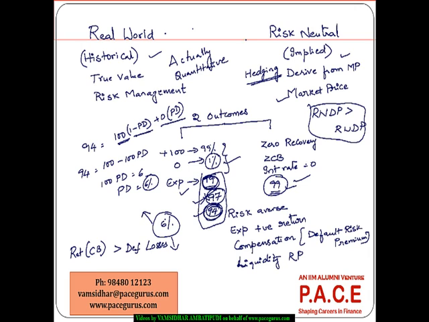So if we are using it for pricing purpose or hedging purpose, better use the risk neutral probability of default, whereas if our objective is risk management or any quantitative modeling, then it's better to rely on the real world default probability itself.